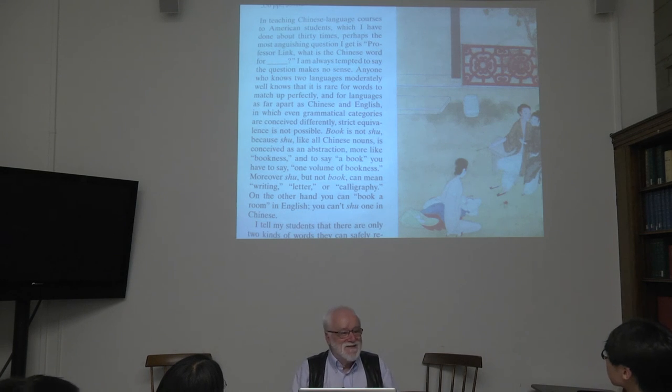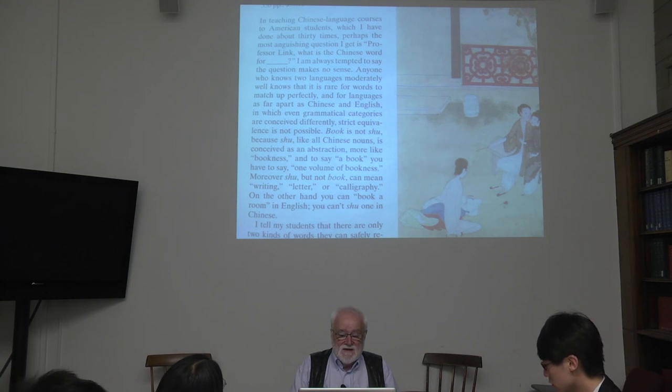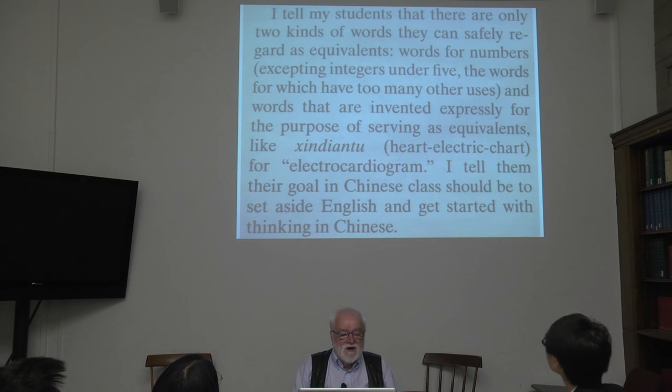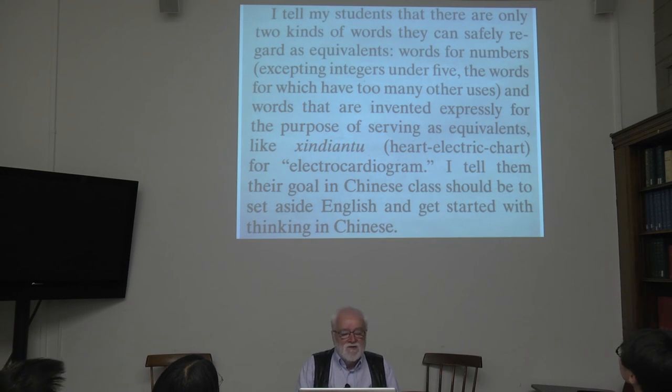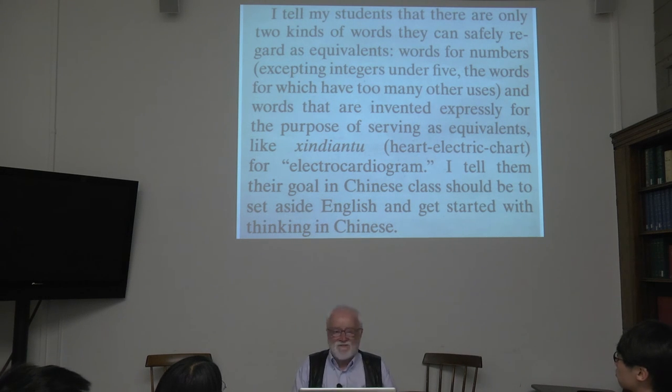So this is the grammatical philosophy of Perry Link. Very amusing, I think. And he goes on, I tell my students that there are only two kinds of words they can safely regard as equivalents. Words for numbers, excepting integers under 5, the words for which have too many other uses, and words that are invented expressly for the purpose of serving as equivalents, like xindiantu, electrocardiogram. I tell them their goal in Chinese class should be to set aside English and get started with thinking in Chinese. This last conclusion I am deeply in sympathy with, but the rest, of course, I think one might want to think critically of.